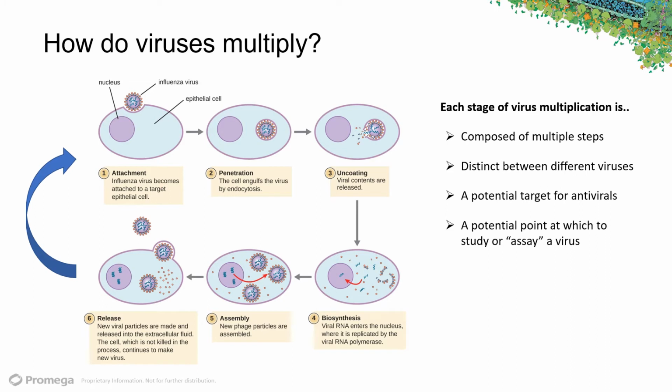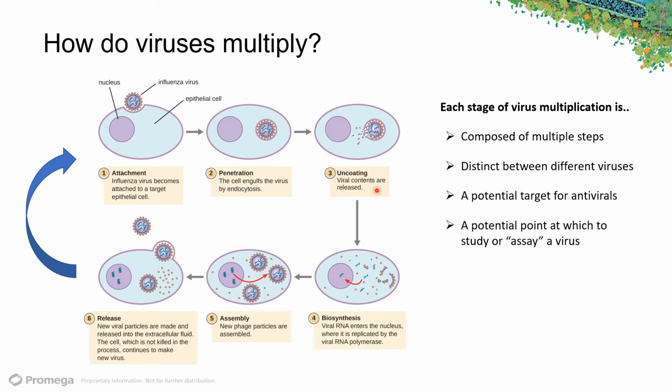Okay, so let's talk then about how do viruses multiply. Well, shown here is a very general outline of the stages of virus multiplication. The example given here is for an influenza virus, but these stages are broadly true of virtually all viruses. And so first we have the entry steps, which are shown across the first three steps here, and we'll go into more detail on these later.